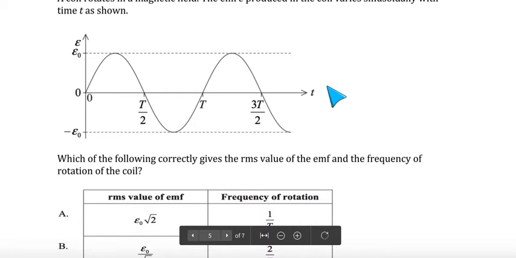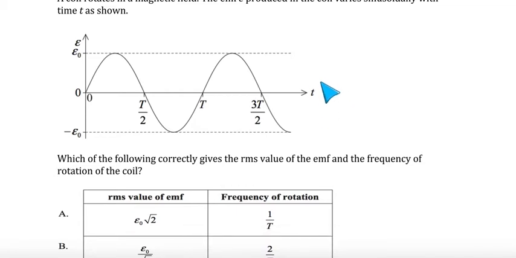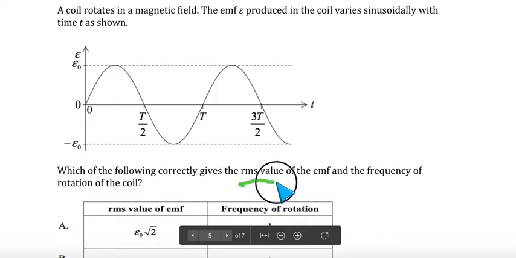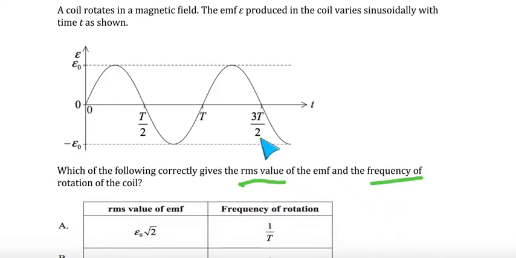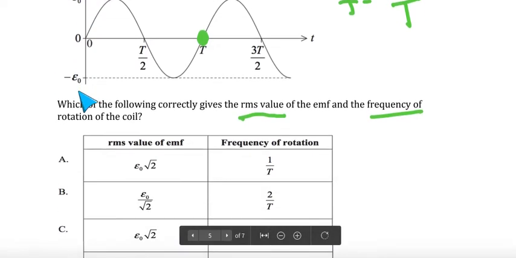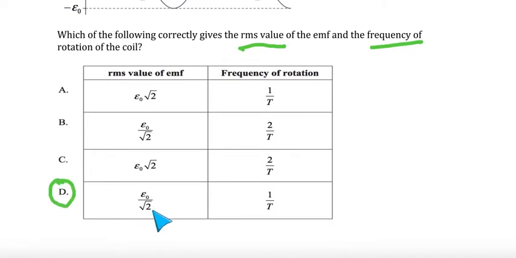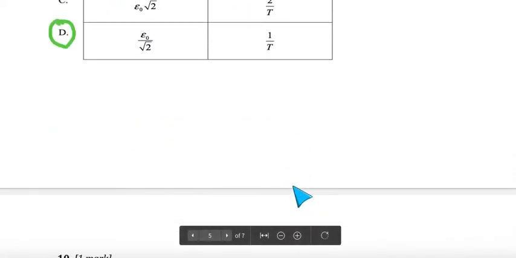Next question. We have a coil that rotates in a magnetic field. This is number 9. Which of the following gives the RMS value and the frequency of rotation? So this graph completes one cycle in T. So we know frequency and period are related as such. So the frequency will be 1 over T, and the RMS value, this is the peak, so peak divided by root 2. Our answer is given in D. Peak divided by root 2, and frequency is 1 over T.